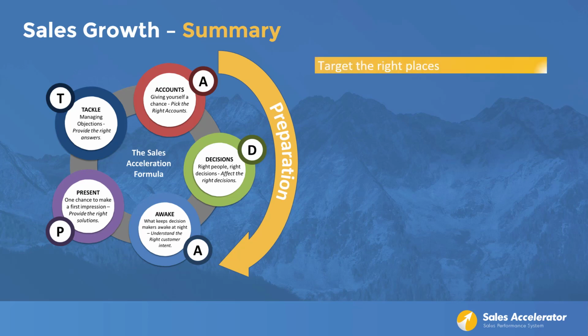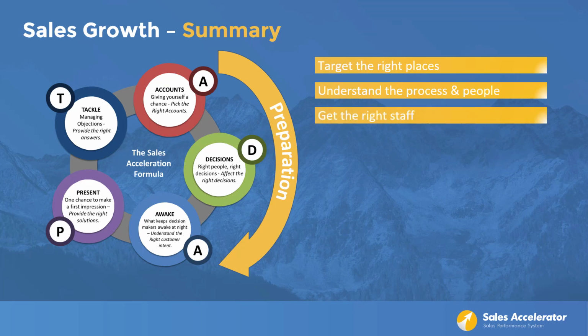So in short, it's about targeting the right places. It's about understanding the process and the people who are involved in the result that you're trying to achieve and accelerating that result by going to the right places to see the right people with the right messaging. Then it's about getting the right staff and ensuring that you can develop them to do the right things. Now, hopefully you found the case study useful and you found the ADAPT methodology useful, and you can see how simple the formula is. And all you need to do is get your sales team to implement it in the way I've described to ensure you get the same results.